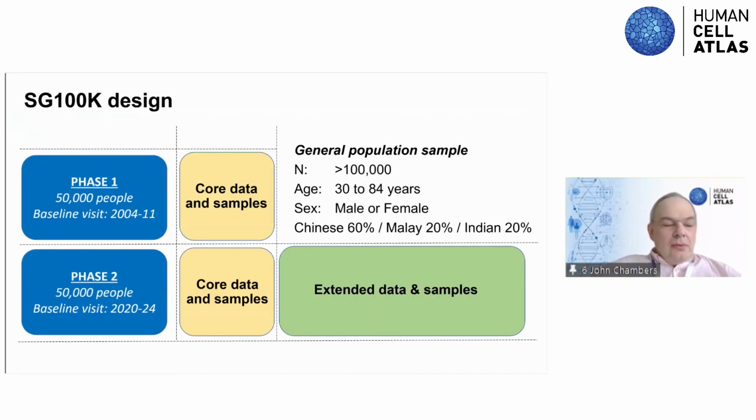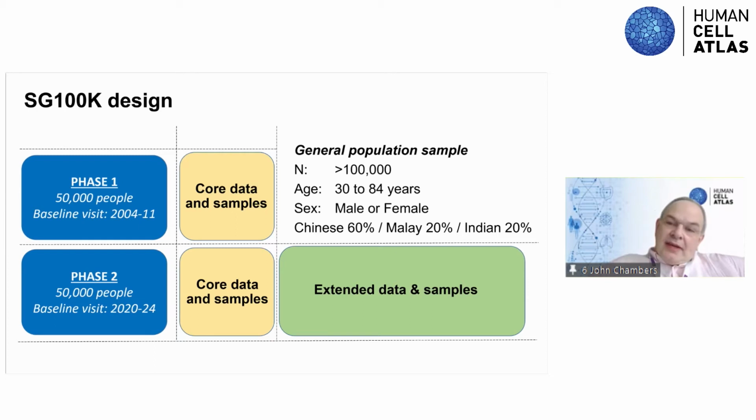So what's the design of the SG100K study? It's done in a two-stage process. The ultimate goal is 100,000 Singaporeans aged 30 to 84 years, with oversampling of the Malay and the Indian communities to give an overall ethnic mix of Chinese 60%, Malay 20%, Indian 20%.